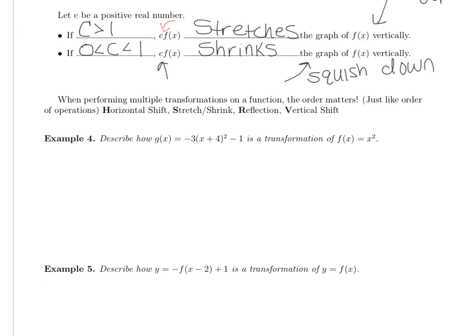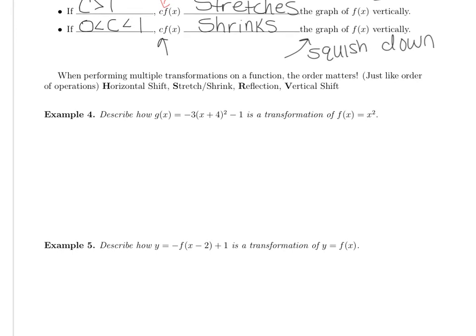When we have graphs that have multiple transformations on a function, the order does matter. And so we sort of have to respect the order the way that we do order of operations. So we do our horizontal shift first if we have one, then we either stretch or shrink depending on what we have, reflection, and vertical shift last. So the next 4 examples are examples where we're going to put these transformations together and make sense of them. Let's take a look at example 4 first, and then I'll let you try example 5.